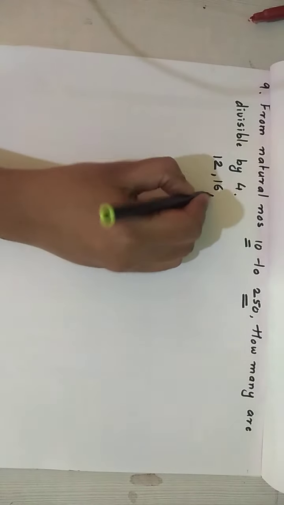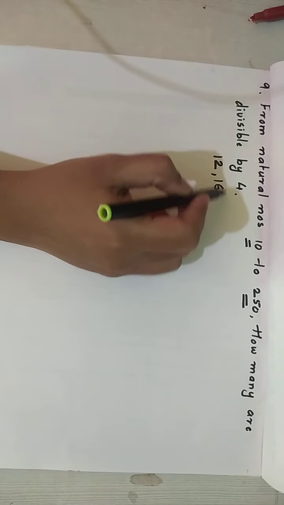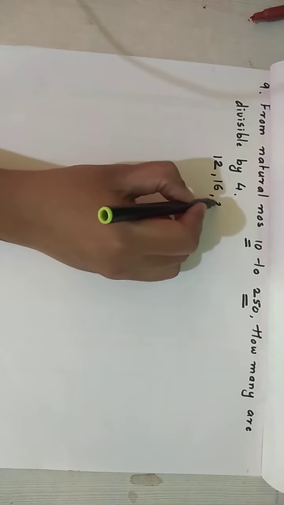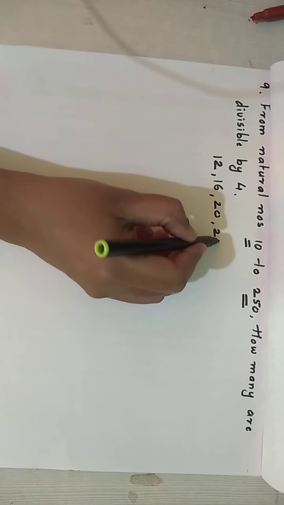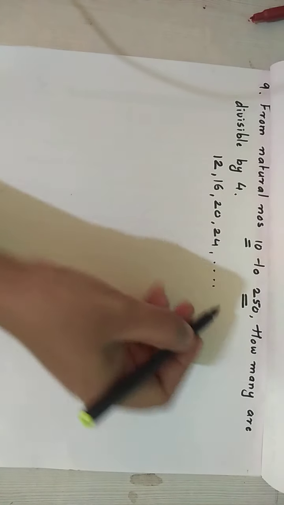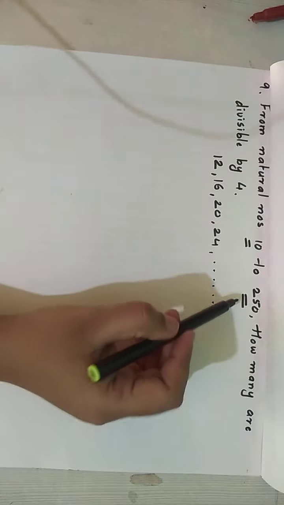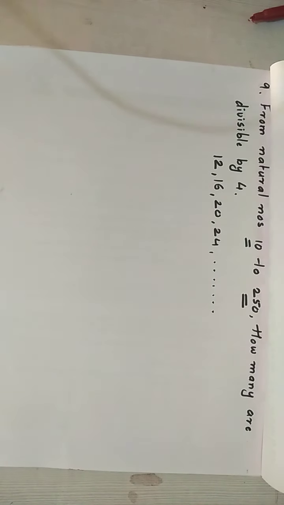Next number will be, again add 4 over here. It will be 20, 24 and so on. The upper limit is 250. You have to go till 250. Now tell me, is 250 going to come in this sequence? Does 250 go in the table of 4?